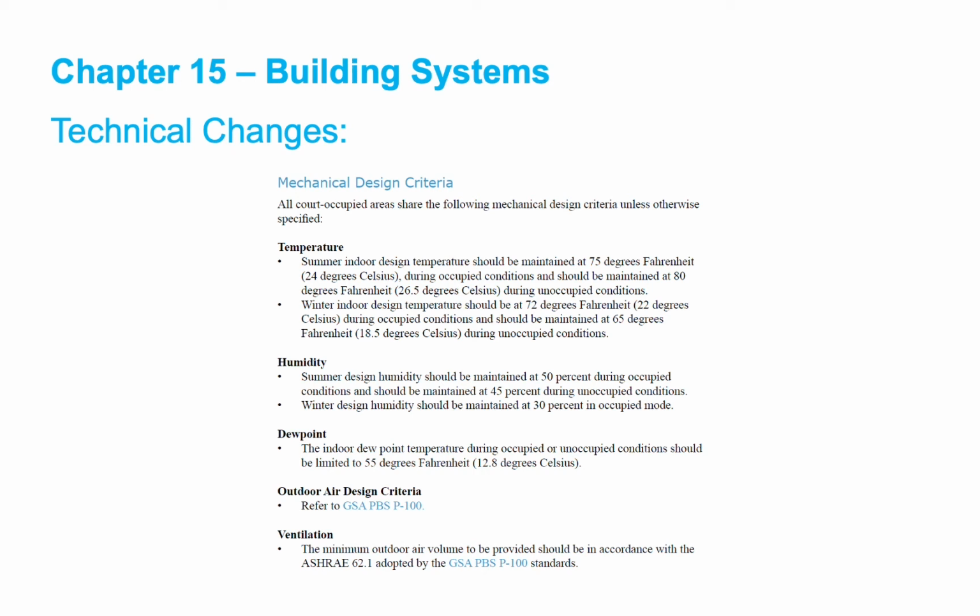Mechanical design criteria was updated to include interior set points such as temperature, humidity, and dew point. Unoccupied condition set points were included to allow for greater flexibility. Air changes per hour have been updated to provide a more flexible range. This information is now located on the room datasheets.